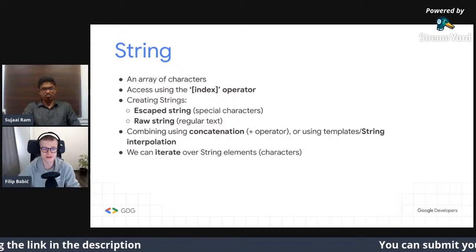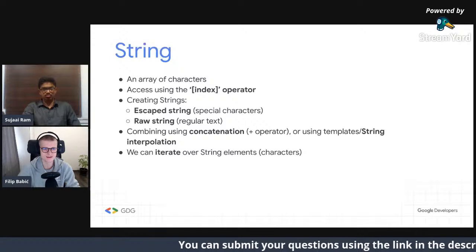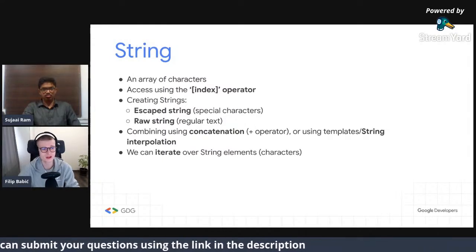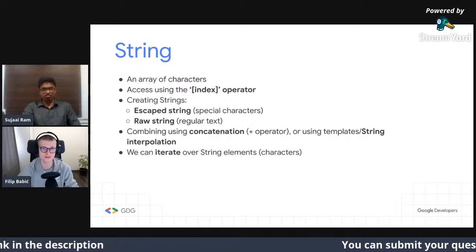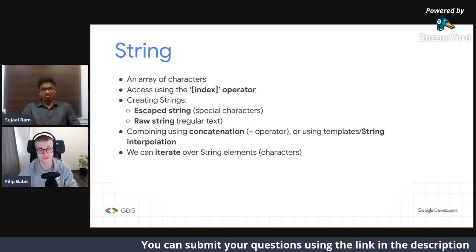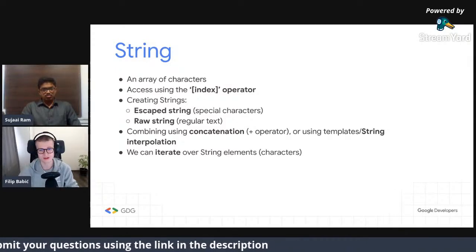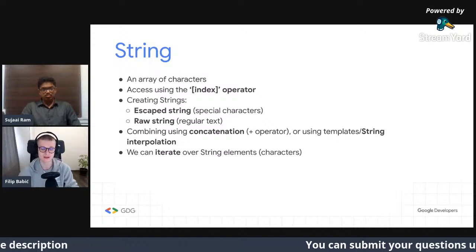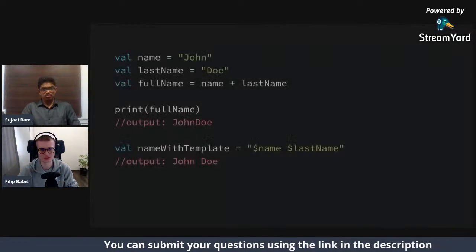Strings are really cool because they are an array of characters, right? So you can use the index operator with square brackets and access any element within a string, which is really cool. You also have different things like escape strings, where you can put text into a string based on runtime values. You can also use raw strings. You can combine them using the concat operator. You can use string templates, which is really cool. You can also iterate over string elements. You can create multi-line strings. So there's a ton of things that you can do with strings, which is something that we use most often.